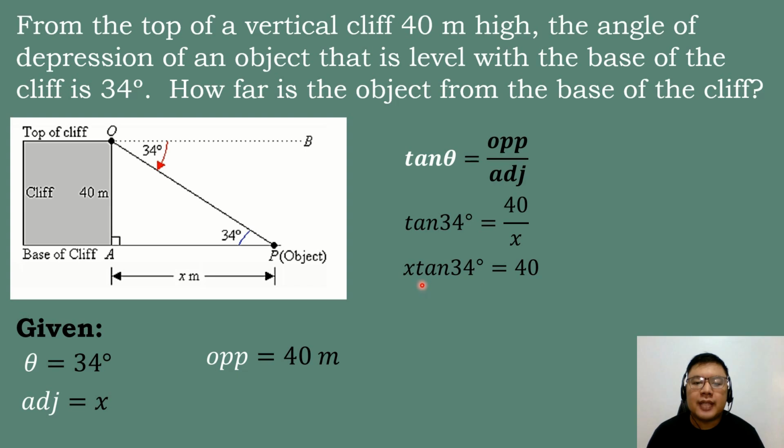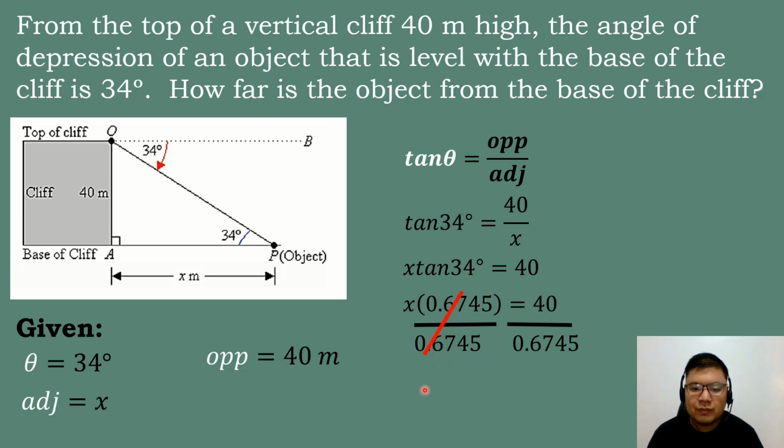And then tan 34 degrees will be equal to 0.6745 times x equals bring down 40. And then to solve for the value of x, just divide this both sides by 0.6745 and this will be cancelled out. And then 40 divided by 0.6745 is equal to 59.3. Therefore, the distance of the object from the base of the cliff is equal to 59.3 meters.